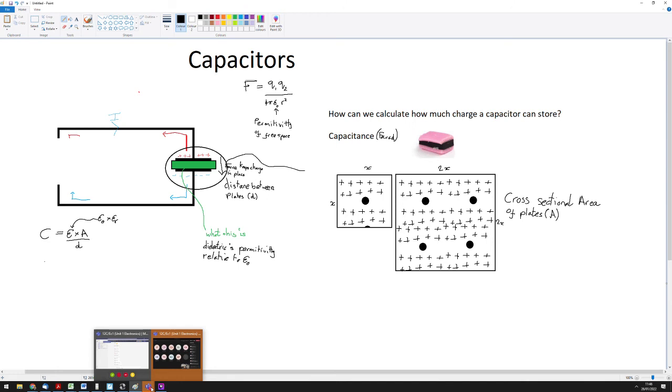Okay, so charge stored. We already know what charge is. Charge is Q and in coulombs. This is why we build up the capacitance, because the charge is directly proportional to the capacitance.